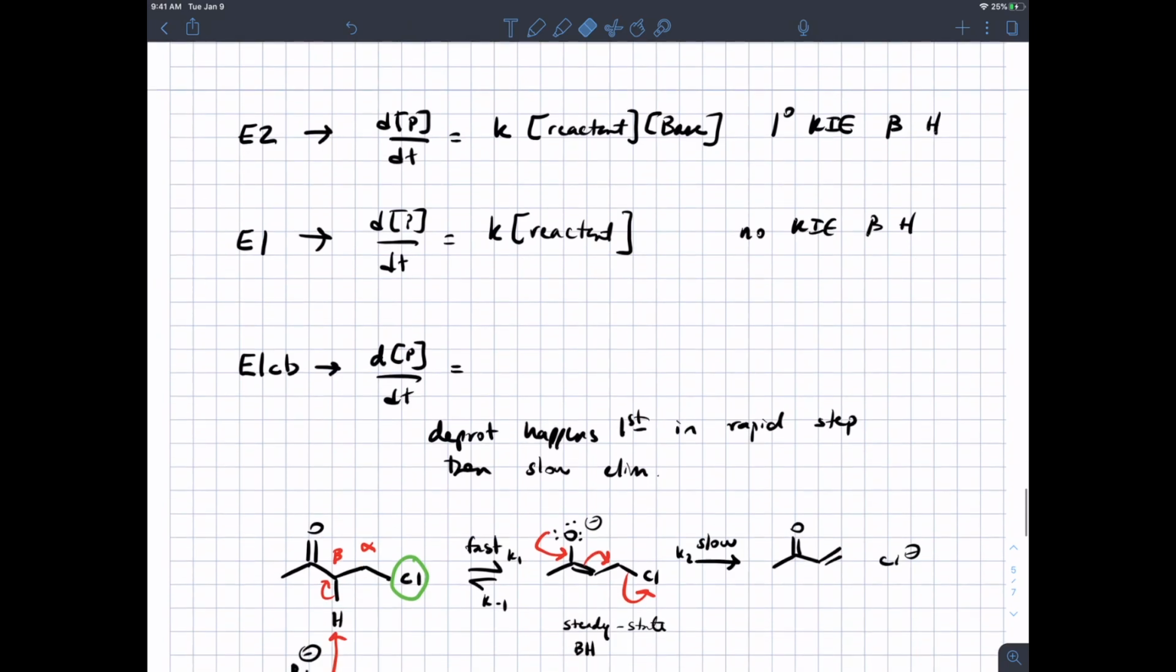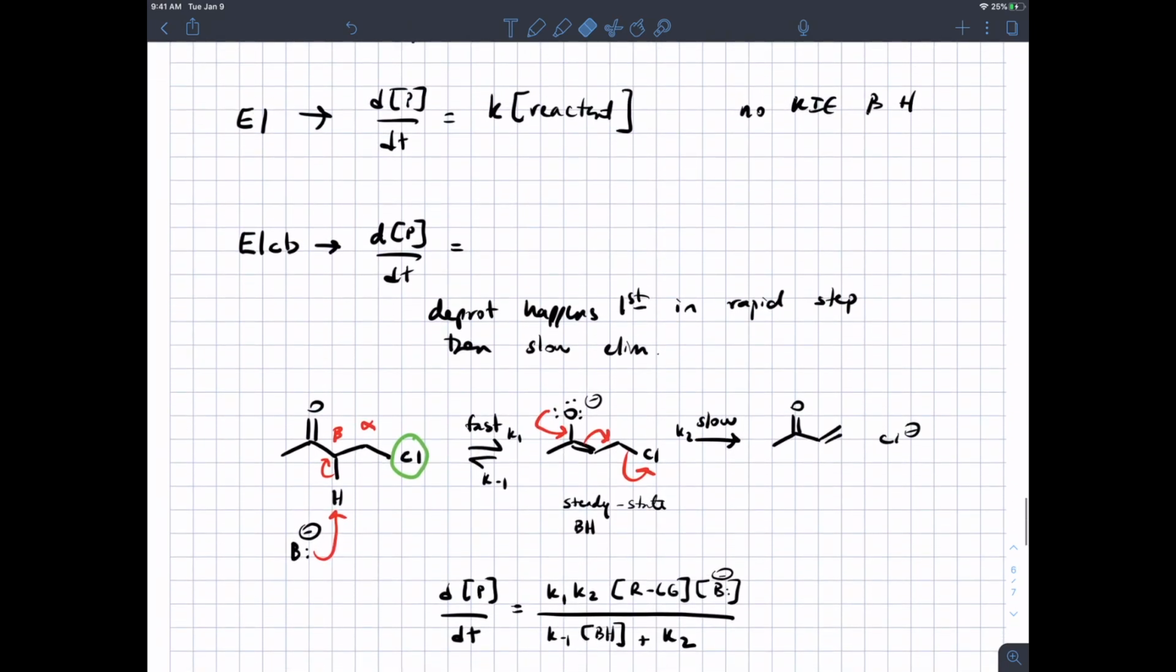The difference between E1CB and E1 is, with E1CB, the slow step is the leaving group leaving. The fast step is deprotonation. With E1, the slow step is the same in both cases. It's just which happens first, right? In E1, the leaving group leaves first, and then you have rapid deprotonation. In E1CB, you have rapid deprotonation, and then the leaving group leaves.